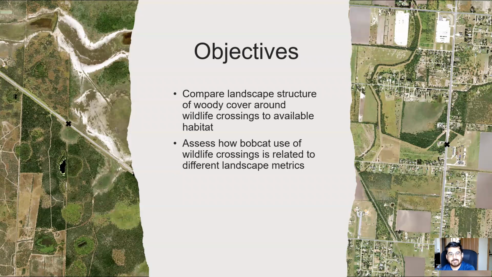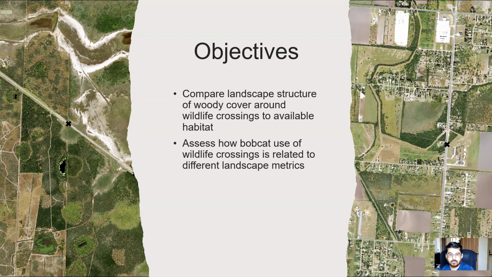The objectives for this study were to characterize the landscape structure around wildlife crossings and future wildlife crossing locations in South Texas, and then compare this to available habitat to see how crossing structure landscapes differ from available.